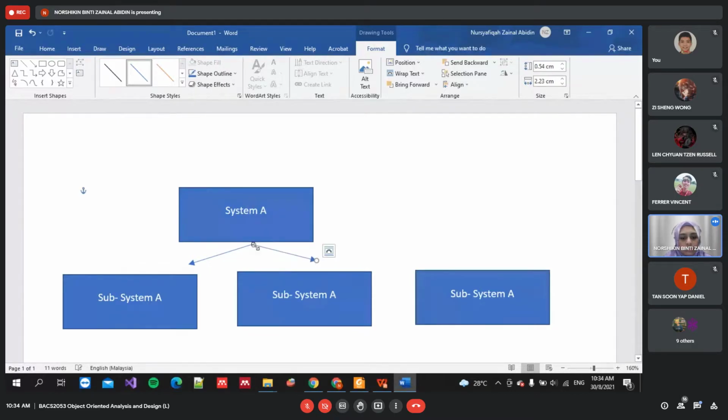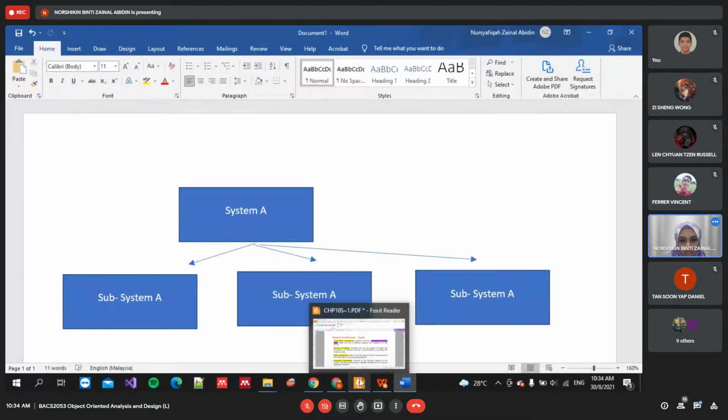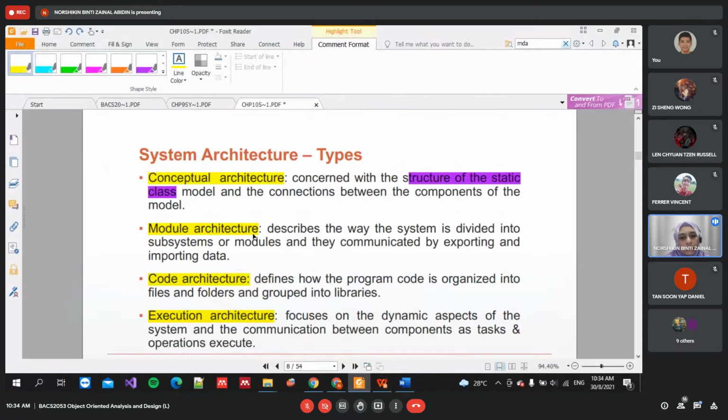So you can see my screen, right? This is not a proper diagram. However, this is the explanation of module architecture. It describes the way the system is divided into subsystems or modules, and they communicate by exporting and importing data.